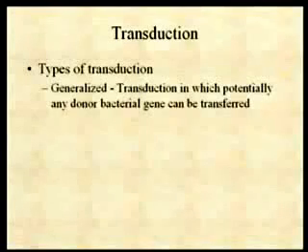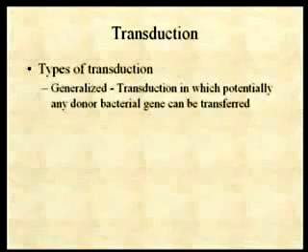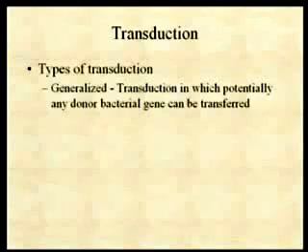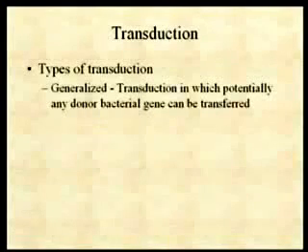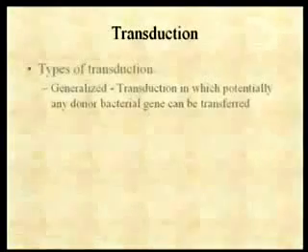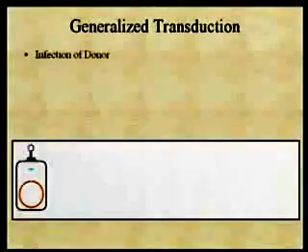Now, I'm not saying that all the donor genes are transferred, because even in this type of gene transfer, only a small piece of the donor chromosome is being transferred. Okay? But potentially any gene can be transferred from the donor to the recipient by these generalized transduction or generalized transducing phages. So how do they do that?